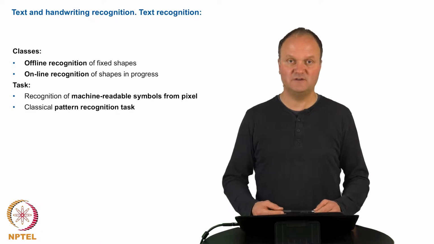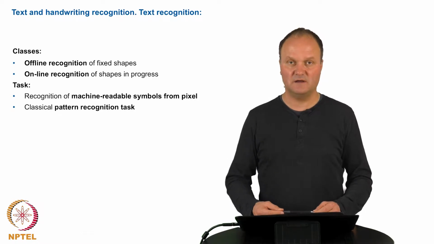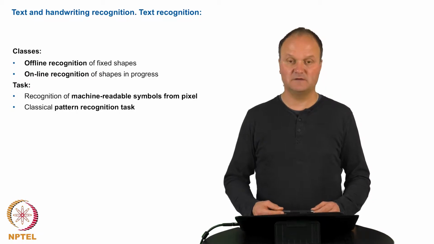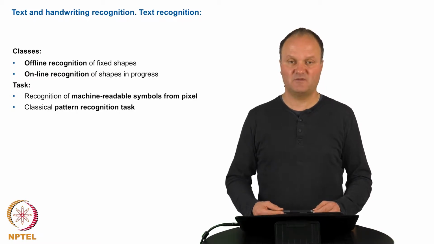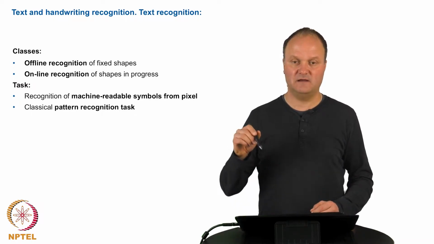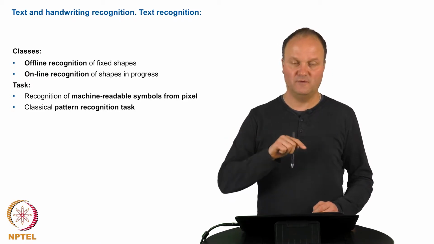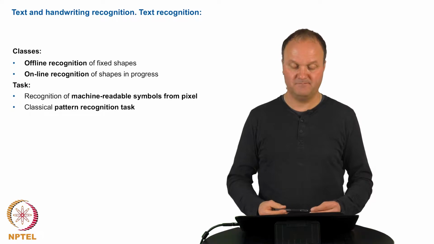The offline recognition happens if you have, for example, a printed piece of paper with text on it which you need to recognize for the computer. The second one, the online recognition, recognizes shapes which are in progress of being made. For example, if you move the stylus on a tactile interface, on a tactile screen, or if you move with your finger on such a touch screen.